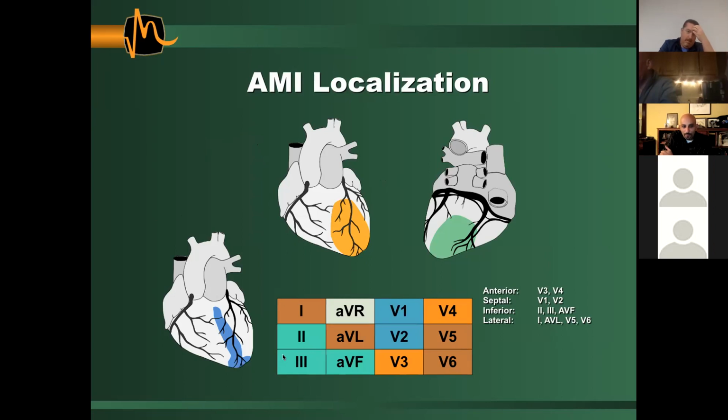So when we talk about MIs, we usually talk about inferior, anterior, septal, or lateral. We'll look at a couple EKGs of posterior MIs as well. I'm not sure if I have a right ventricular infarct here or not. But that's what we're looking at. We're usually just talking about the left ventricle. So from a localization standpoint, that's what we're looking at.